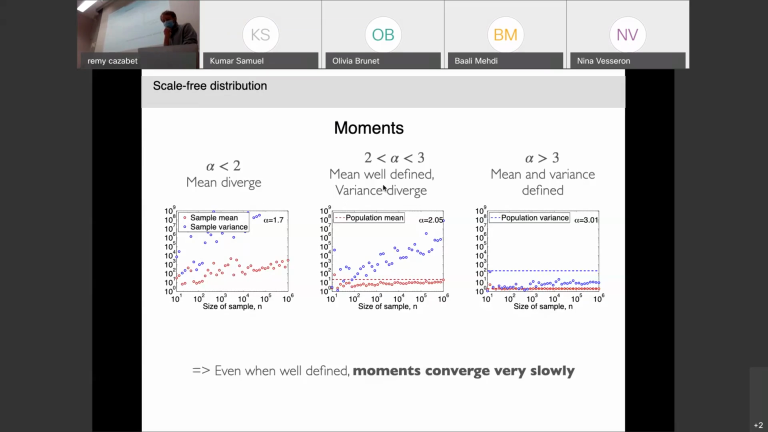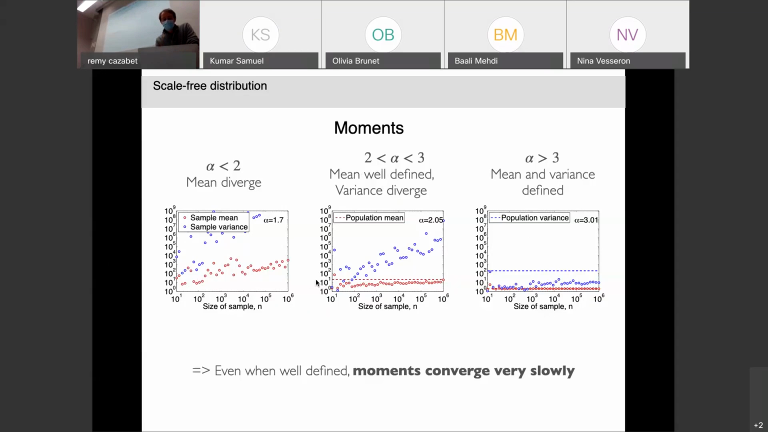What I see is that if my exponent is between 2 and 3, then my mean is actually defined. It will converge very slowly towards the expected value, but my variance still increases towards infinity. And finally, if my exponent is above 3, then I will have something that converges, but very slowly, towards the expected value.